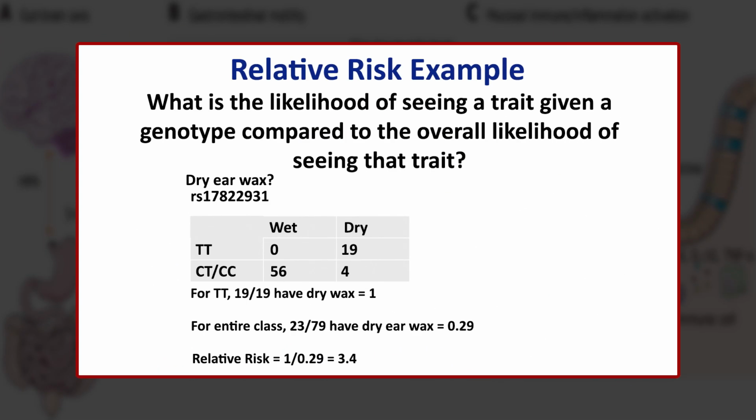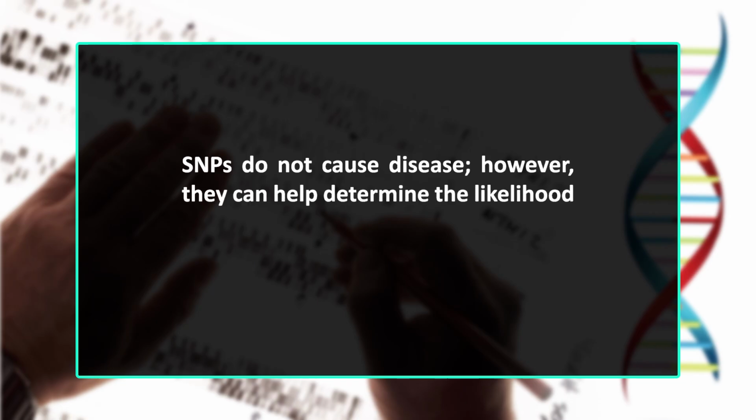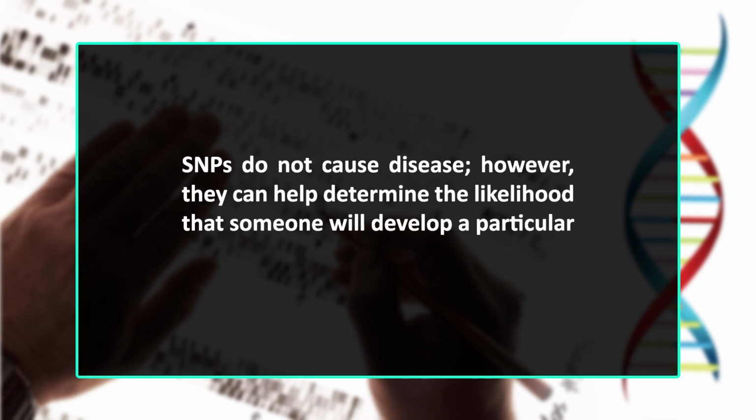The importance of the genetic risk factor can be expressed quantitatively as relative risk, which equals the risk for disease in the individuals who carry the risk factor as compared with the risk in those who do not. SNPs, or single nucleotide polymorphisms, do not cause disease. However, they can help determine the likelihood that someone will develop a particular illness.